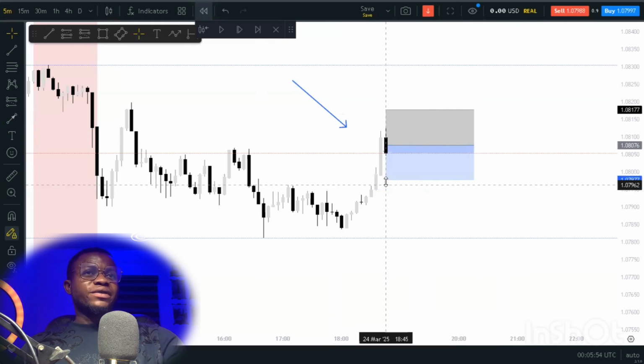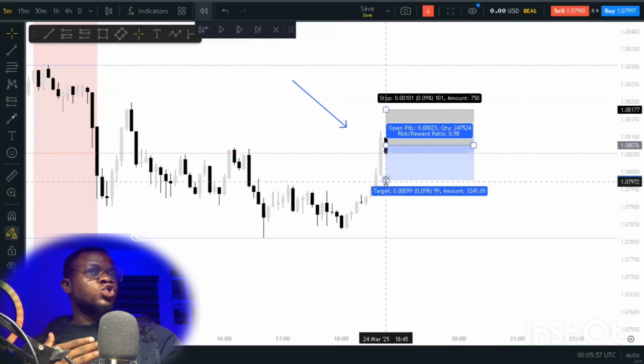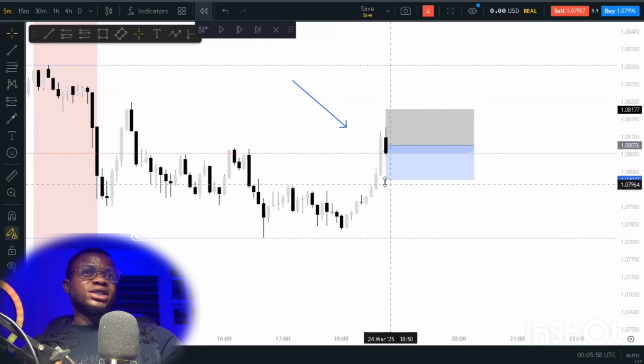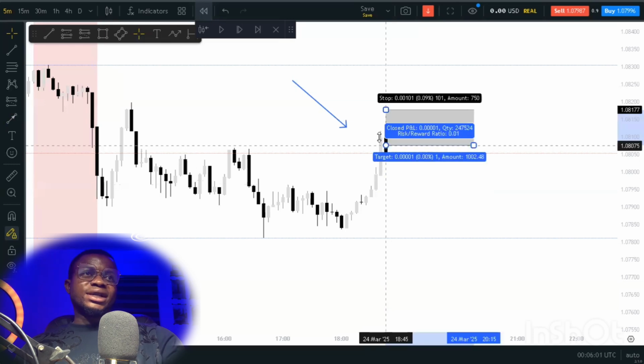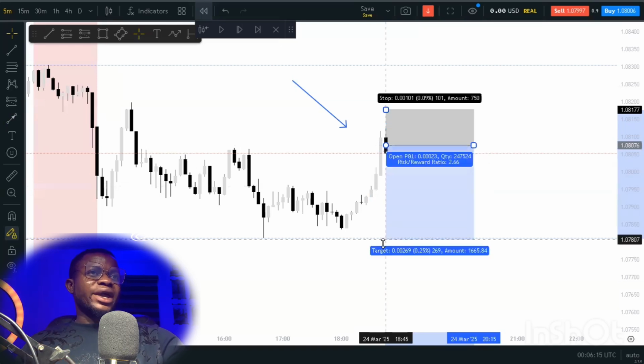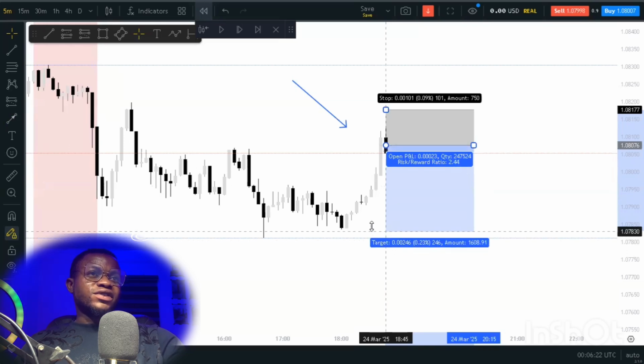Then our take profit is going to be 20 pips down from that level. The entry price is 1.08077, so it's going to be minus 2. Before that 0, we have 9. Then before that 9, we have 8. So it's going to be 1.07877. So taking it down to 1.07877, you have to be careful.